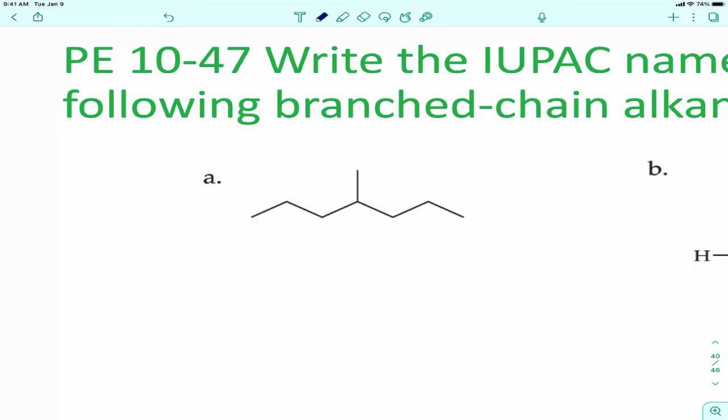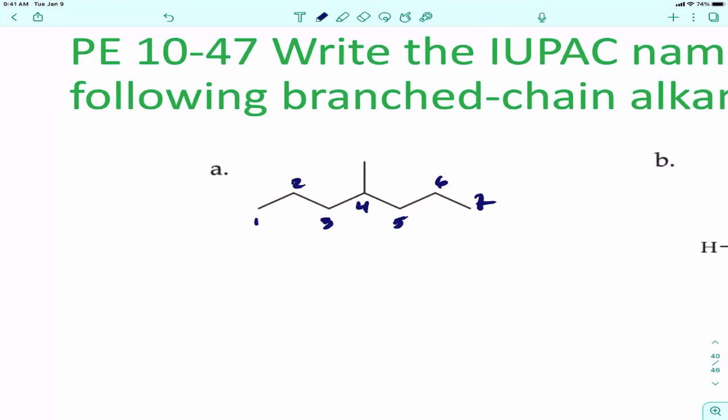So we've got to number this in such a way that we figure out the longest carbon chain. I'm going to start from left to right: 1, 2, 3, 4, 5, 6, 7. So with 7 carbons, the parent name should be heptane.